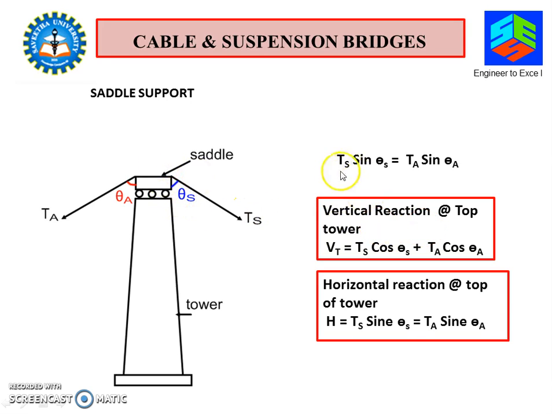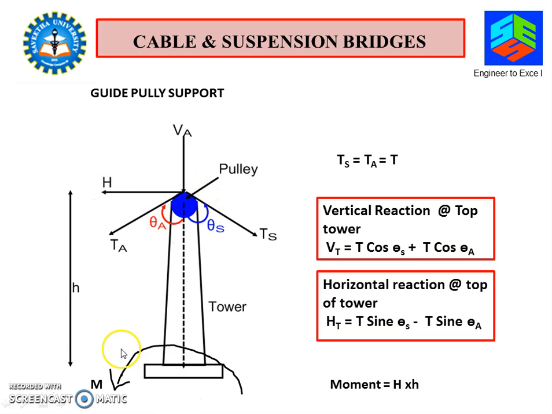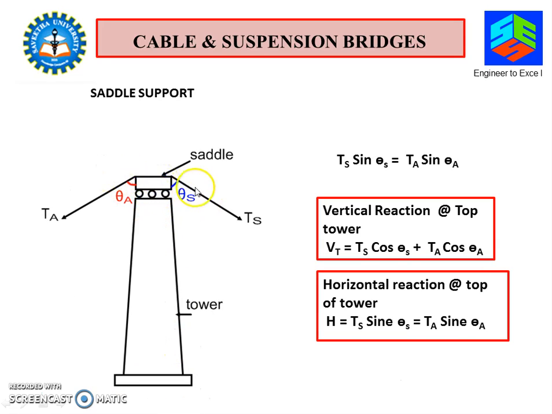Because of this movement, the net horizontal reaction on the tower will be 0, because Ts sin theta s is equal to Ta sin theta a. The vertical reaction at the top of the tower V is the same as before, Ts cos theta s plus Ta cos theta a. Since the net horizontal reaction is 0, there will not be any bending moment at the bottom. In the previous case there was an H, which created a bending moment. But here, because of the saddle movement, the net H will be 0, so there will not be any bending moment.